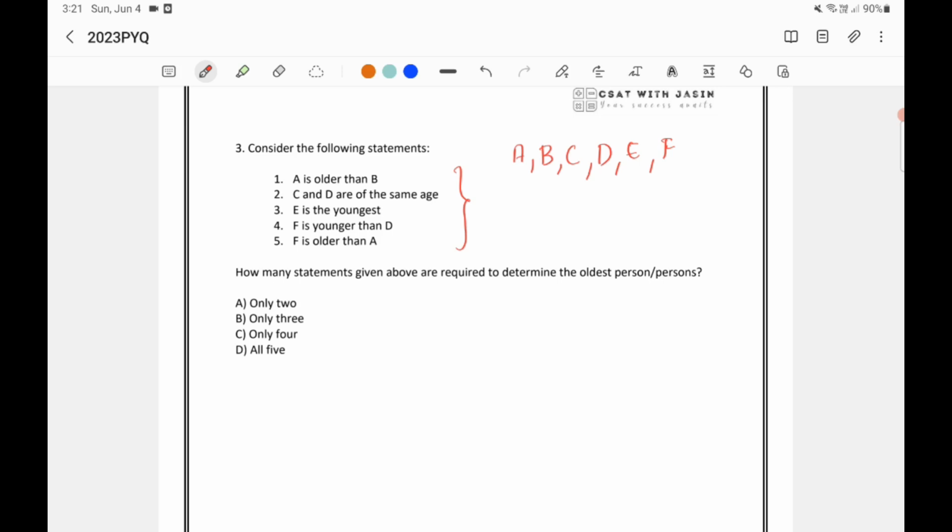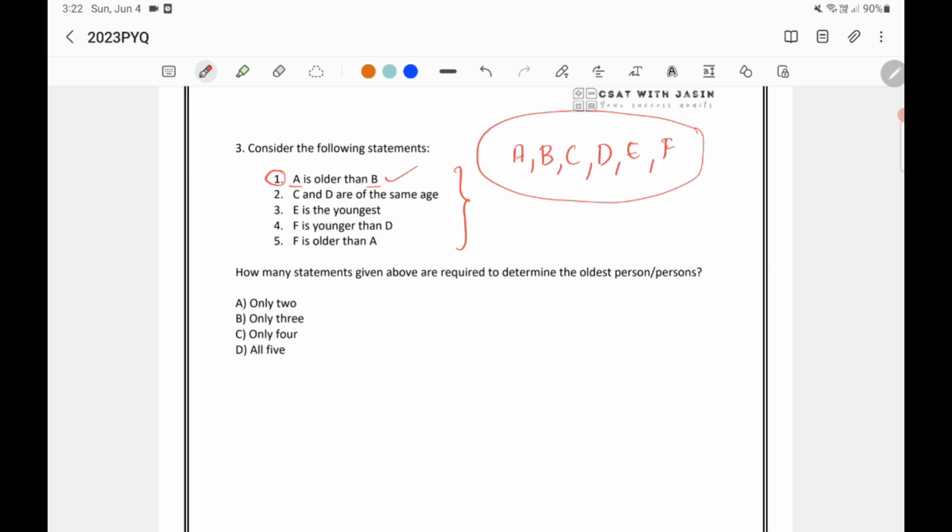So here I will tell you a trick. Let's see how many statements are required to answer this question. Now, if I consider statement 1, statement 1 talks about A and B, the relationship between A and B. And none of the other statements talks about A and B. Only this statement talks about A and B. So this must be required to answer the question, because we should know the relationship between all of these. Then only we can find out who is the oldest, right? So anyway, statement 1 will be required to answer the question.